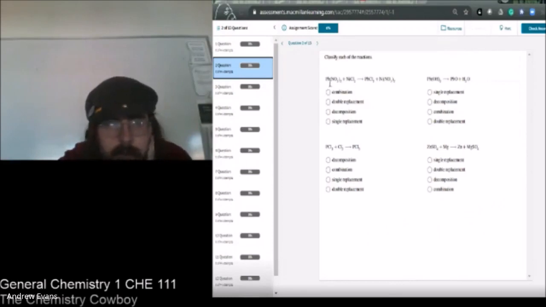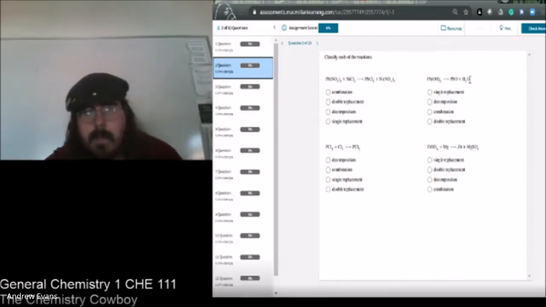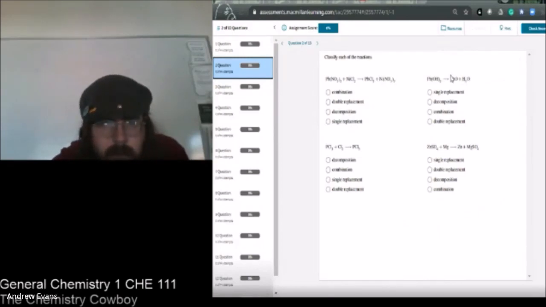I'll give you two of these. Lead and nickel swap places. That's a double displacement. Lead hydroxide splits into lead oxide and water. That is decomposition. This would not be a redox reaction because lead is 2 plus, lead is 2 plus. O is 2 minus, O is 2 minus. H is 1 plus, H is 1 plus.